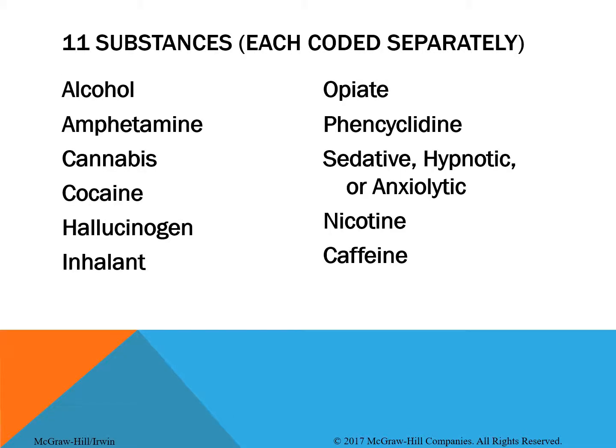There are 11 substances. Each are coded separately. Cannabis withdrawal was added in this version of the DSM-5. Caffeine use disorder and withdrawal was also added in this version of the DSM-5. Amphetamine includes methamphetamine.